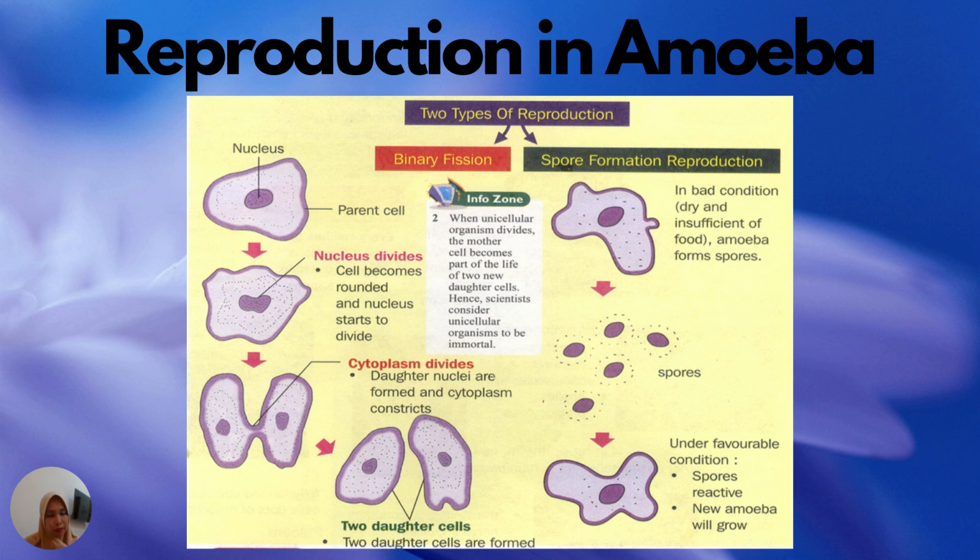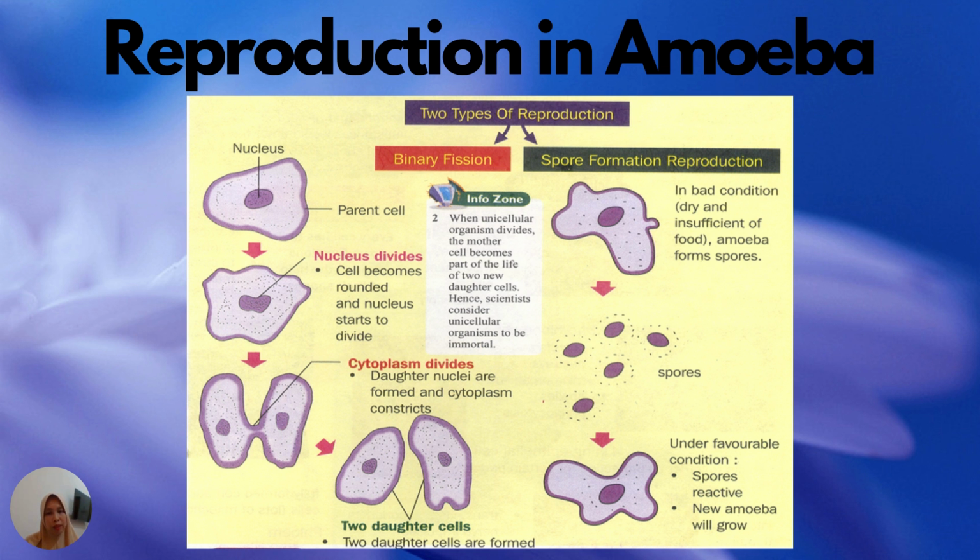On the left side, there is an amoeba. When in suitable conditions, the parent cell will divide. First the nucleus will divide, and then the cytoplasm divides, and then it will produce two daughter cells. That process we call binary fission.